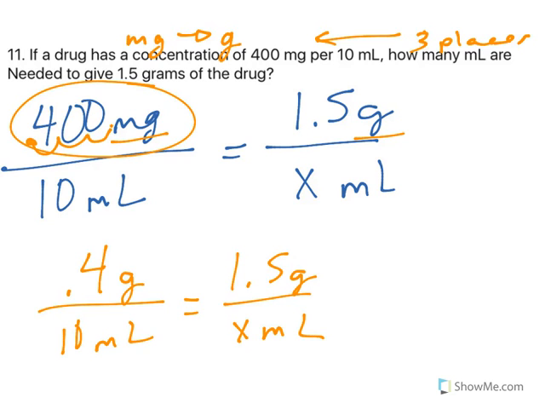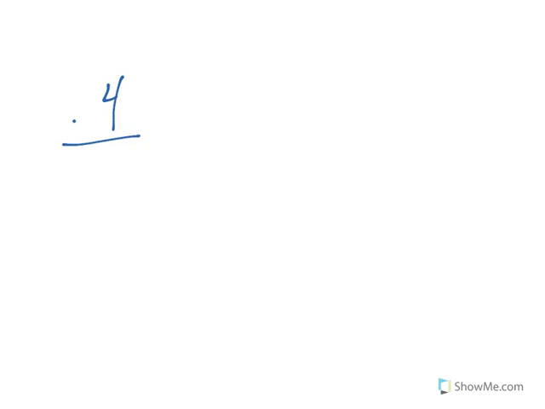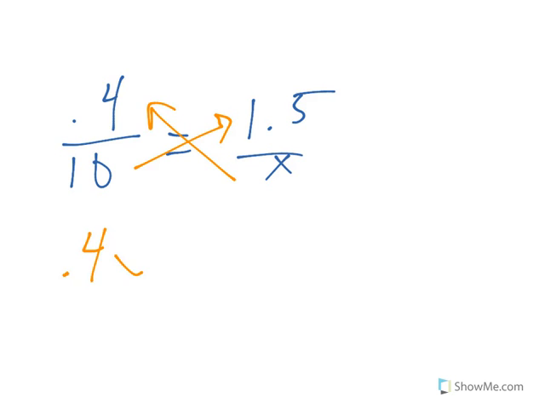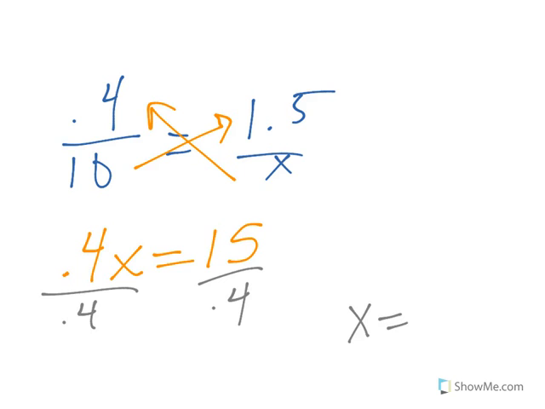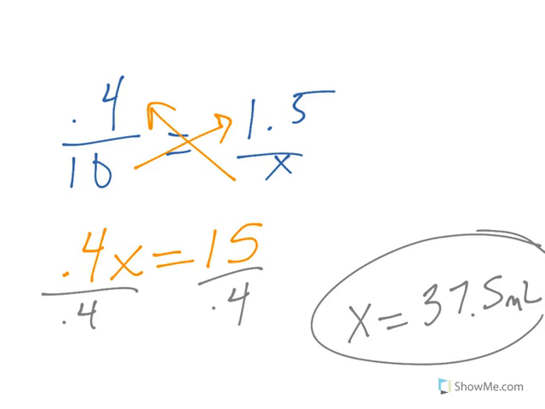Now I can solve this proportion. I'm going to rewrite it again without the labels, because now that the labels gram, gram, milliliter, milliliter match, I don't need to do anything else. So I can do 0.4 over 10 equals 1.5 over x. And I'm ready to cross multiply. So 0.4x equals 15. We divide both sides by 0.4, the number in front of x, and it will take 37.5 milliliters to go with the 1.5 grams of the drug.